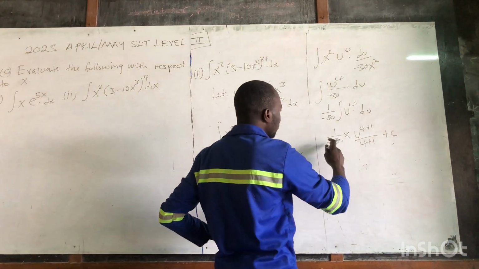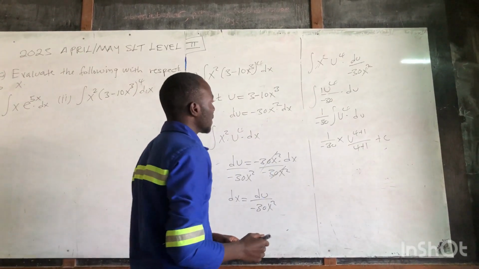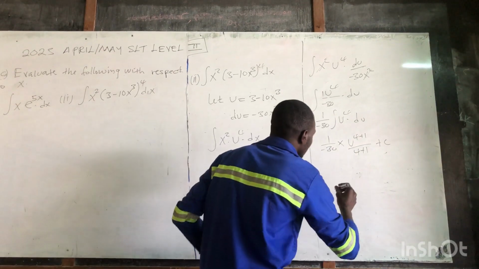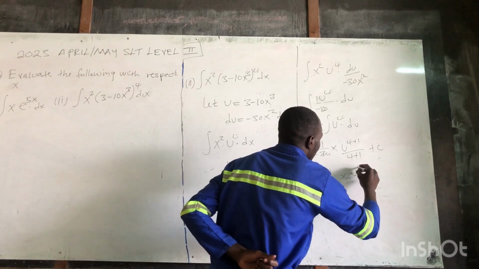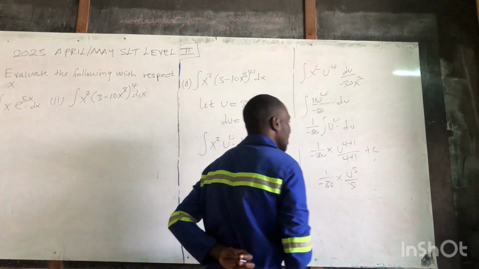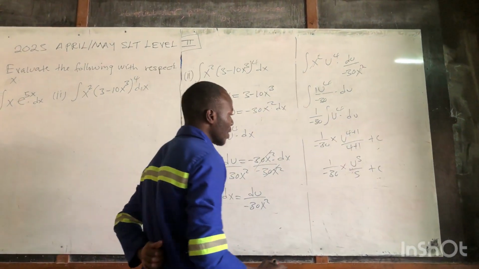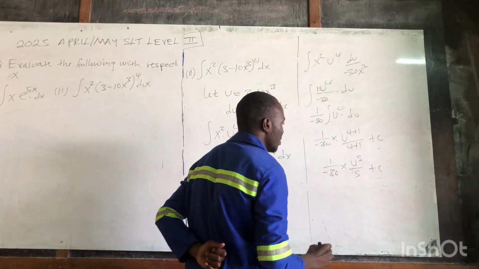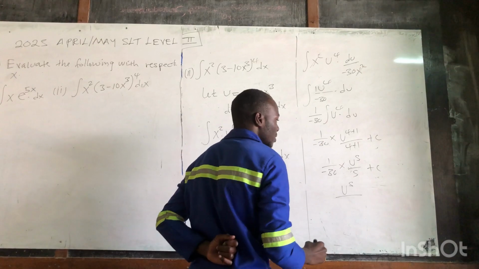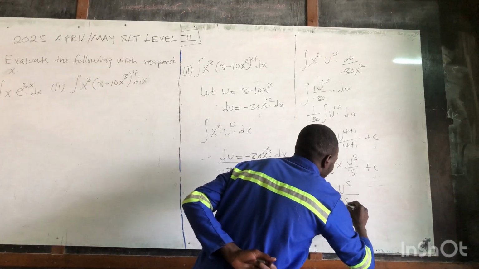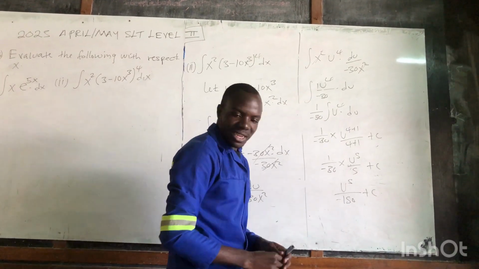So integrating that, we get 1 over negative 30 times u to the power 5 over 5, of course plus c. So this is 1 times u to the power 5, which is the same as u to the power 5 over negative 30 times 5, which gives us negative 150, plus c. You can't leave your answer here.